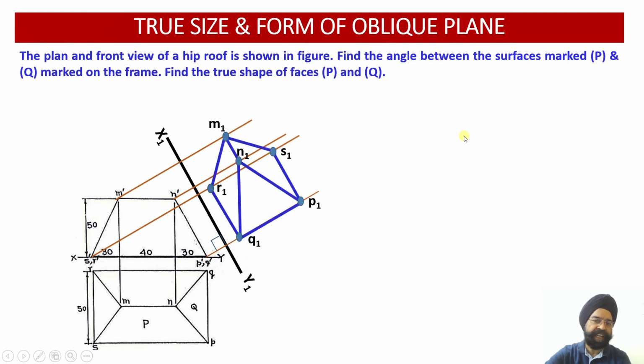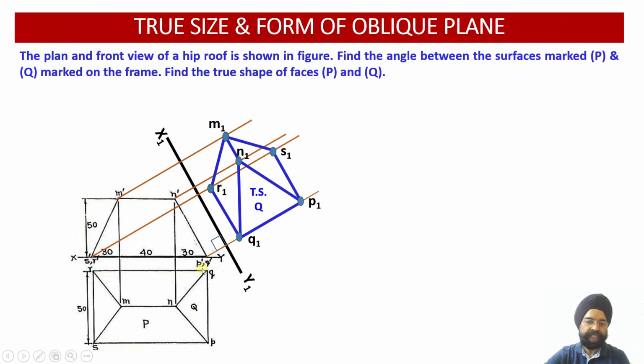So having plotted, we are going to join the corresponding points. The moment we join the corresponding points, one thing I have obtained straight away is the true shape of the surface Q, that is edges N, P and Q. Please see N1, P1, Q1. So this shape which I have obtained is the true shape of the surface Q.